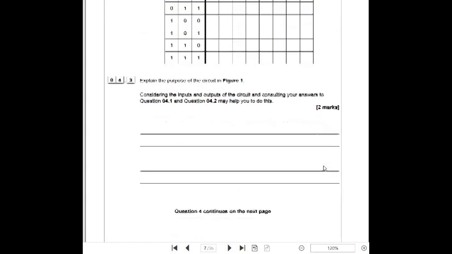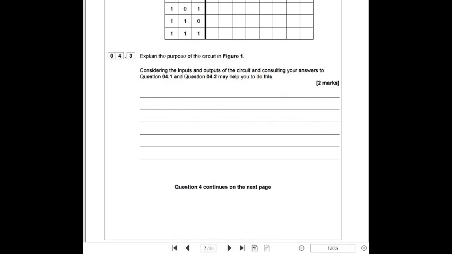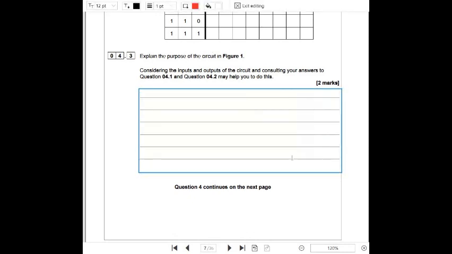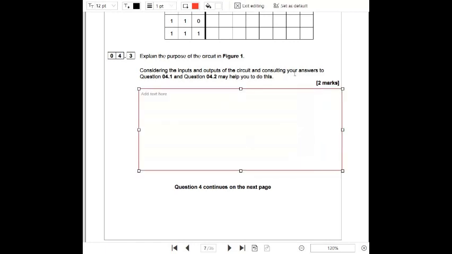Okay, part 3. So explain the purpose of the circuit. So we're basically saying, well, why is it there? So considering the inputs and outputs of the circuit and consulting your answers in that truth table, and the question to 4.1, the Boolean expression, they may help you to do this. So we need to use that information we've got to answer that question.